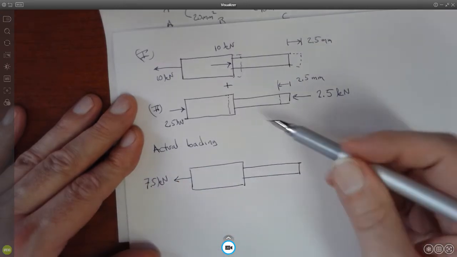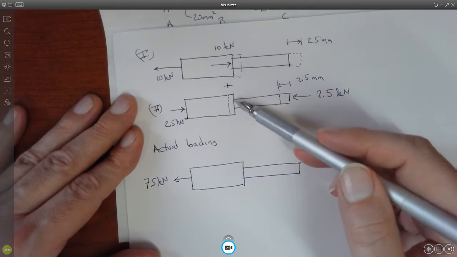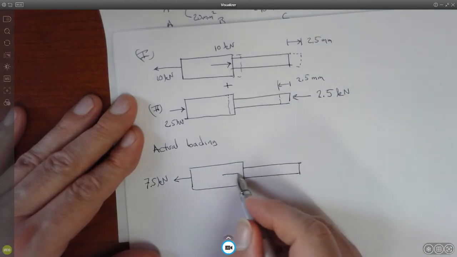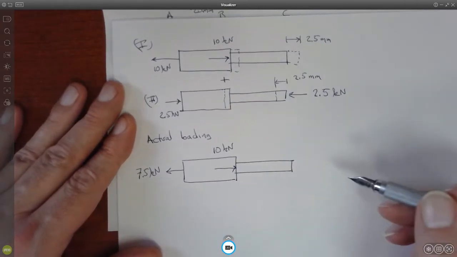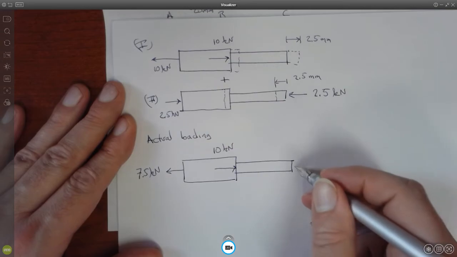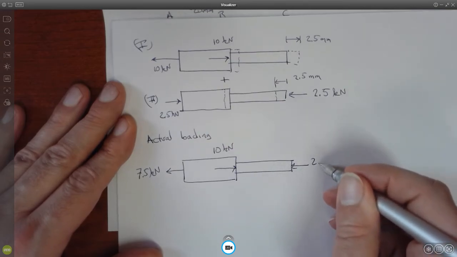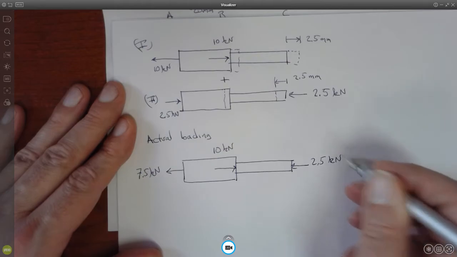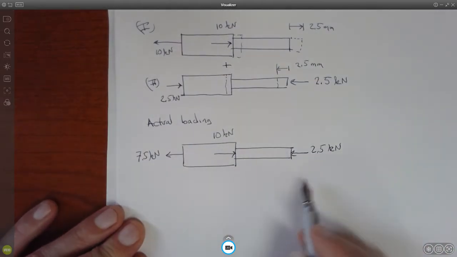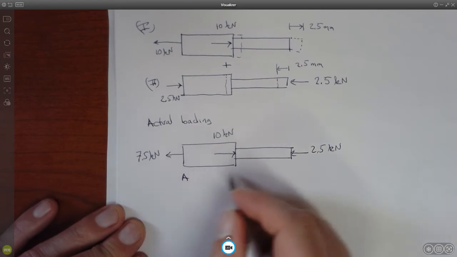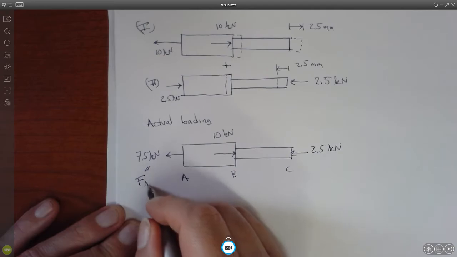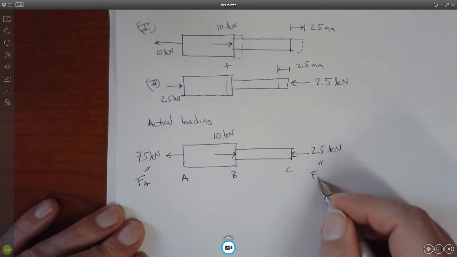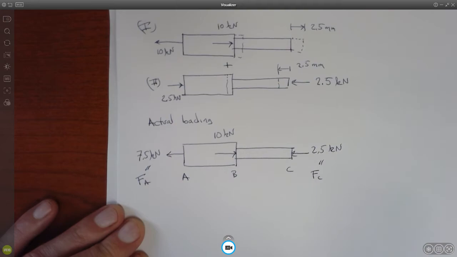All right, now here, all we have is just the 10 kilonewtons. There's no additional force here. So we have the 10 kilonewtons this way, which, right, that's our external force that's given. And then we have the 2.5 kilonewtons acting at the right-hand side. Okay, so now that's the actual, these are the two reaction forces, A, B, C. So this is actually the force at A, and this is the reaction force at C.